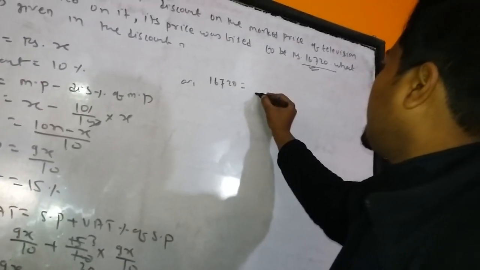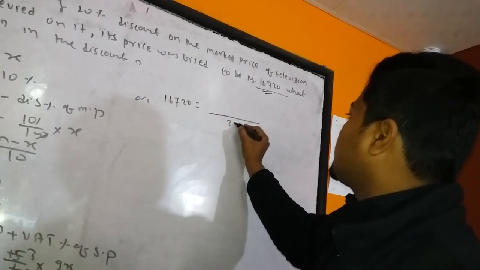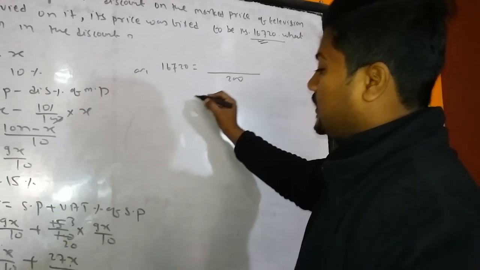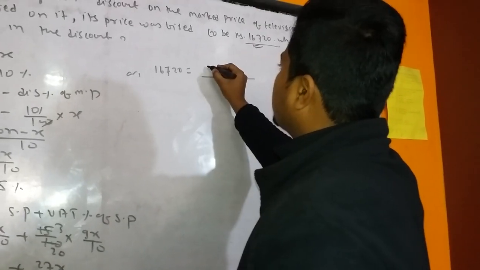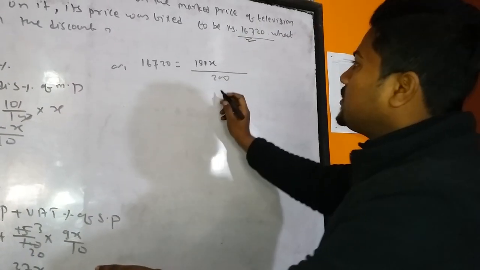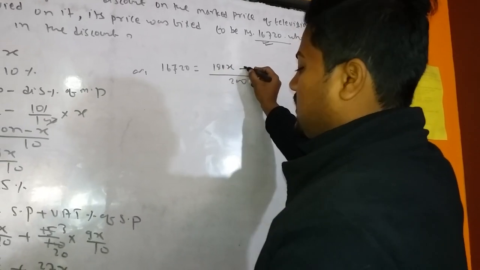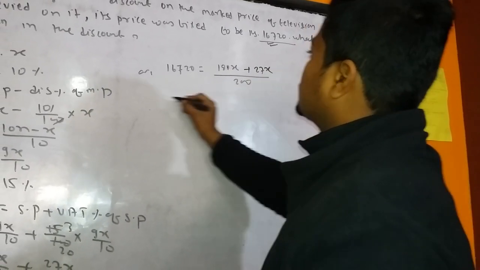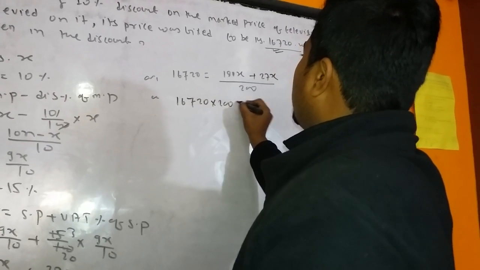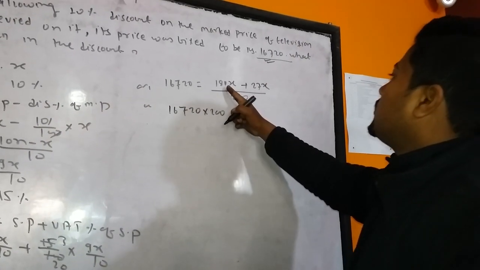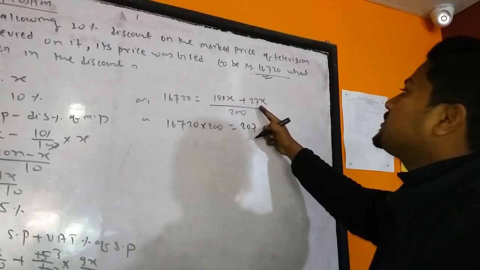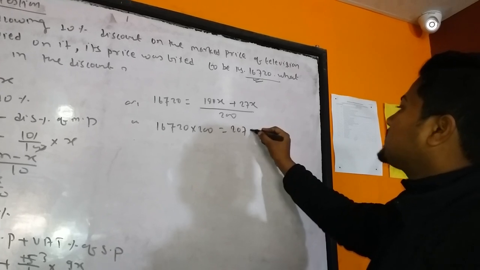16,720 is equal to, LCM we can take here, 200. 200 LCM take, then what will come here? 20. 20, 1. So, okay. 9x into 20 is what comes? 180x. Understood? 180x plus here is 27x. Cross multiplication now: 16,720 into 200. So, adding, then what will come here? 207. Yeah? 180 plus 27x means 207x.